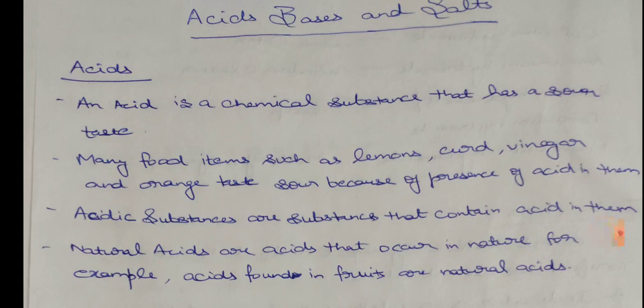Next, natural acids are the acids that occur in nature. For example, acids found in fruits are natural acids. Clear, students? So this was a little introduction about acids.